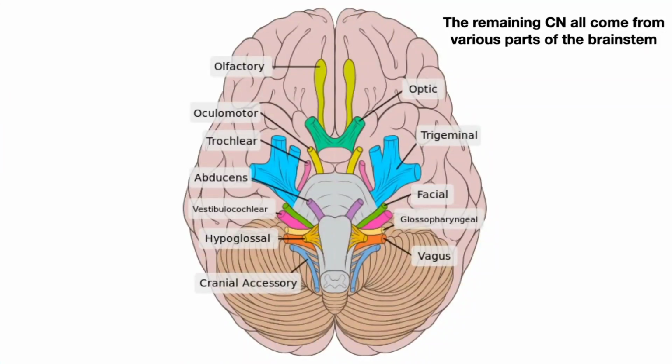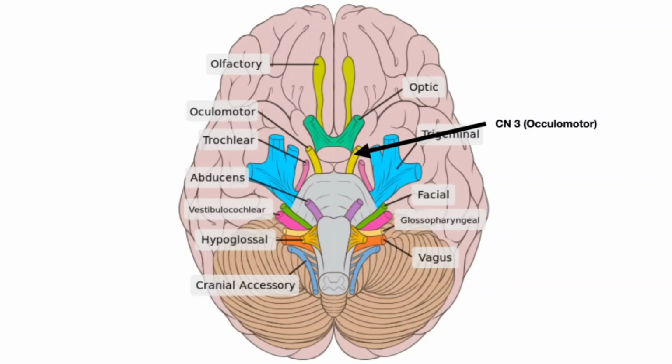As I mentioned, cranial nerves 1 and 2, that is the olfactory and optic nerves, arise from the forebrain, while the remaining cranial nerves all come from various parts of the brain stem. The black arrow here indicates the third nerve, which is called the oculomotor nerve. The oculomotor nerve has two different motor functions. It controls the muscles of the eye, and second, it is responsible for the pupil response. It controls the size of the pupil. So the oculomotor nerve, which is the third cranial nerve, has a motor function.